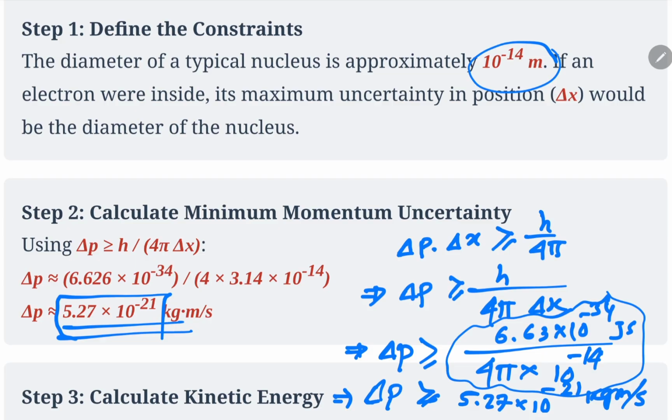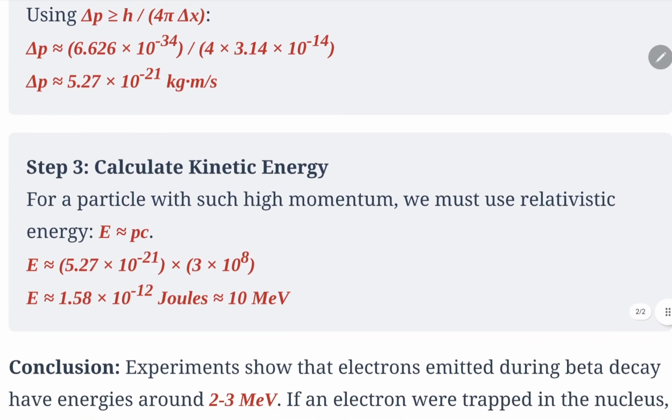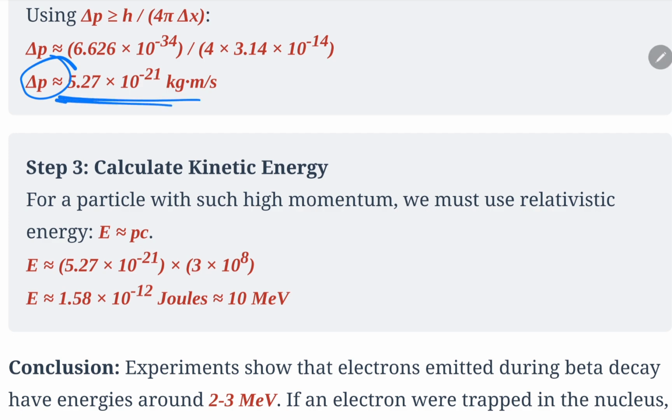So what does that suggest? It says that we can calculate the kinetic energy from ΔP. So how precise can I be, or how sure can I be about ΔP? That is 5.27 times 10 to the power minus 21. That's how precise I can be, because it's the smallest value I can get from the Heisenberg uncertainty principle. I can't get any smaller than that, right?